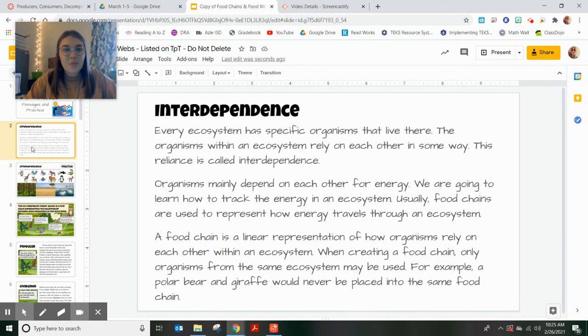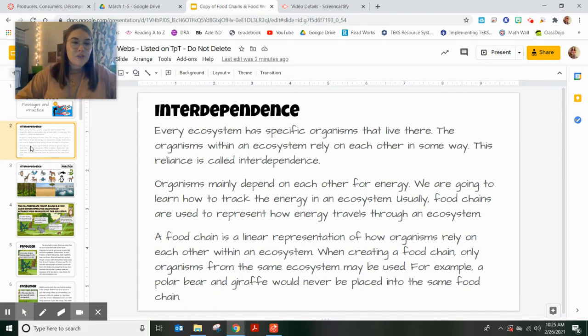And before we get started, we're going to talk about interdependence. Let me hear you say interdependence. All right, good job. So every ecosystem has specific organisms that live there. The organisms within an ecosystem rely on each other in some way. So all of the people or all of the animals that live somewhere, we rely on each other in some way, and that is called interdependence.